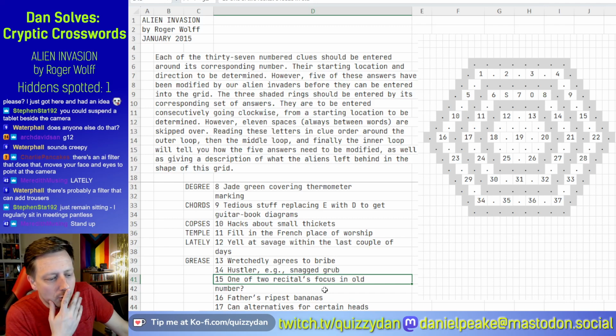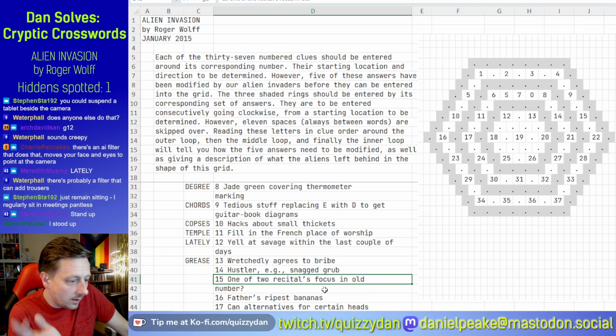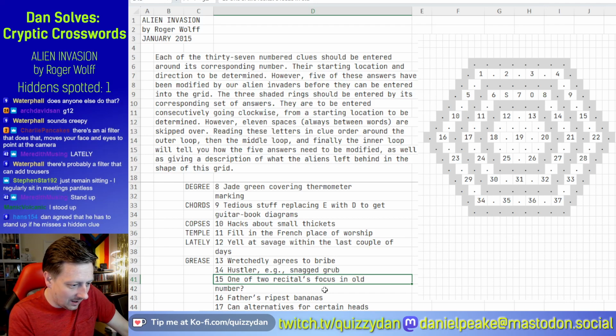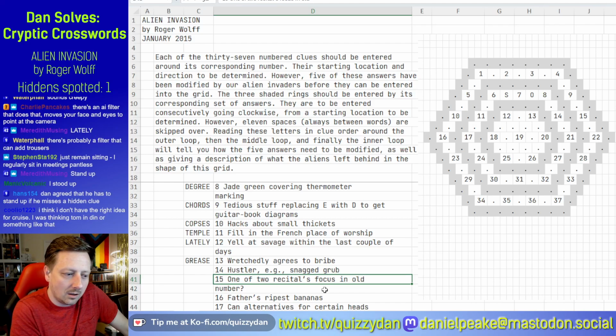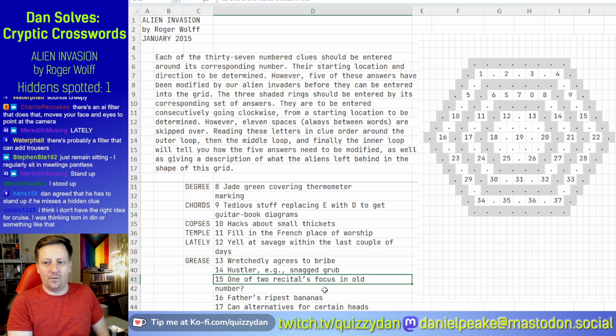Hustler, e.g. snagged grub. Grub could be a larva. Is it hidden in there, therefore? I don't think it is. I'd say with grub, grub could be eat. Egg. Don't know. I'm going to come back to 14.